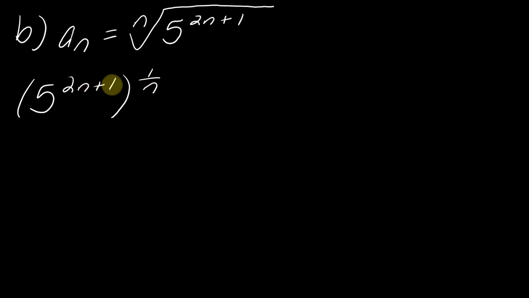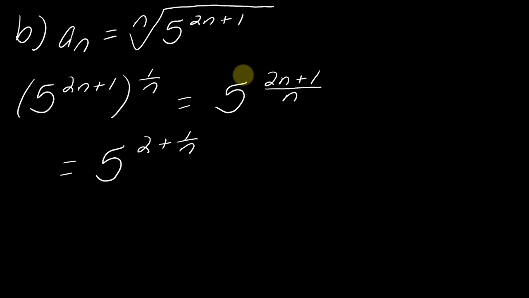So I can take 2n plus 1 times 1 over n. And what is that going to give me? That's going to give me 2n plus 1 over n, all of that over n. And from here, I can break this up into 2 separate numbers. 2n over n will just give me 2, and then the 1 over n. So this is equivalent to this, and I can now break up this 5 as 5 squared and 5 to the 1 over n. So I just broke this up into 2 separate expressions, or factors.